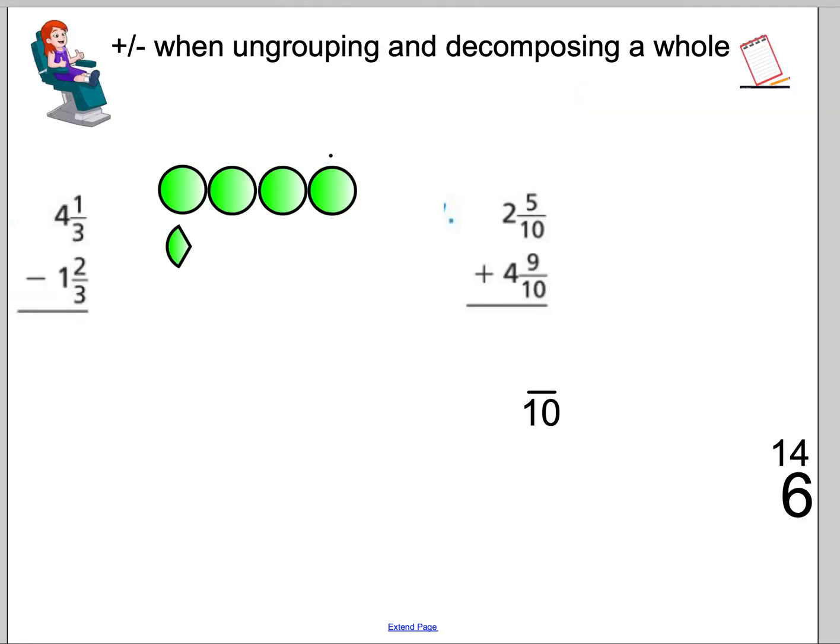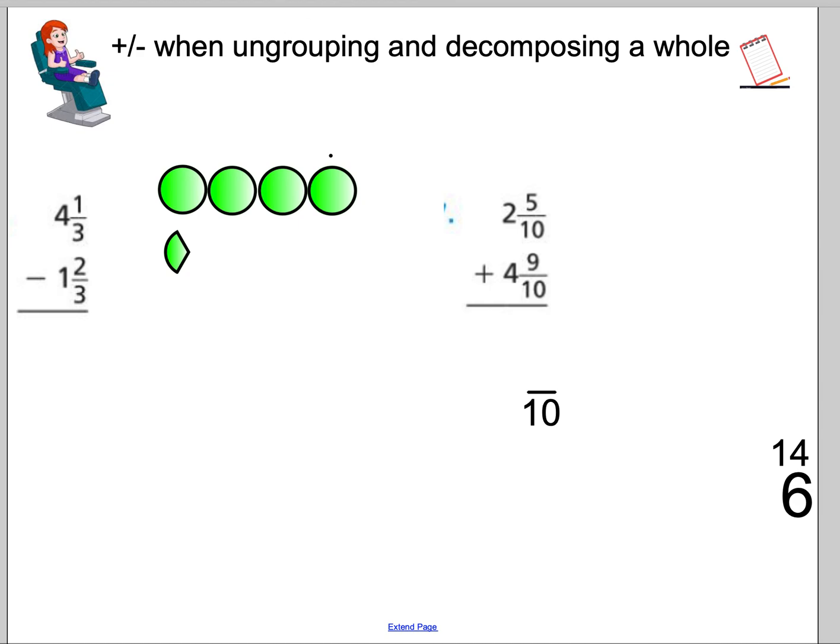Now this is the big one, okay? And this is what we worked on last Wednesday. But we're going to add or subtract when ungrouping and decomposing a whole are necessary. So we have a problem here. We have 4 1/3 subtract 1 2/3. Now if you look, this 2/3, I don't have enough thirds to subtract. So I'm going to have to regroup.